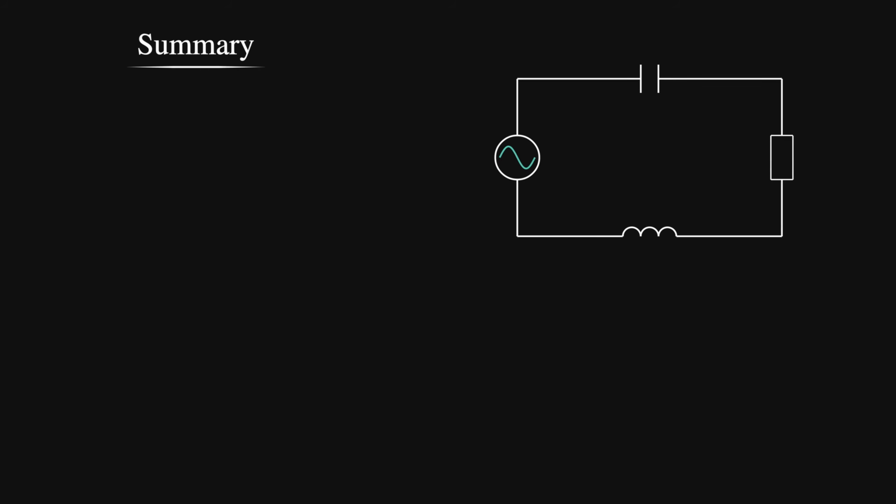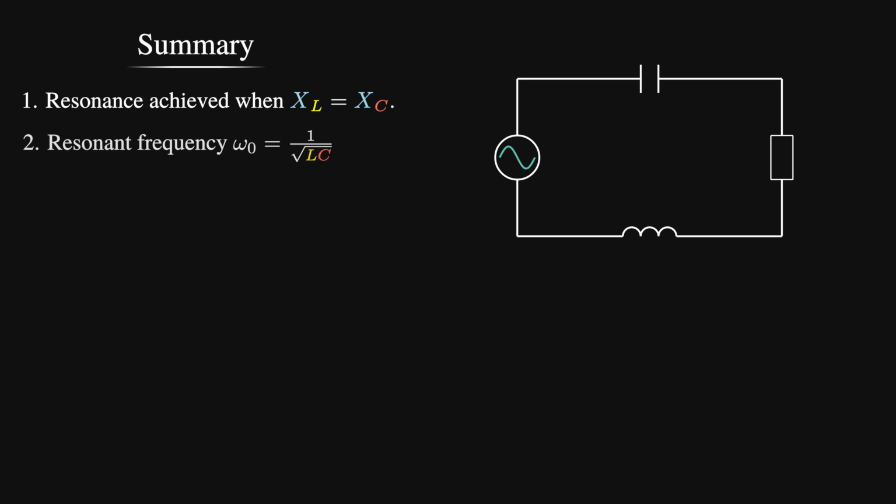Firstly, we can achieve resonance in a series RLC circuit when a capacitor and inductor reactances are equal. In this state, the current is maximized, and all the power is dissipated through the resistor. The resonant frequency for an RLC circuit is 1 over square root LC, and we can use this to select a frequency or range of frequencies from the input.